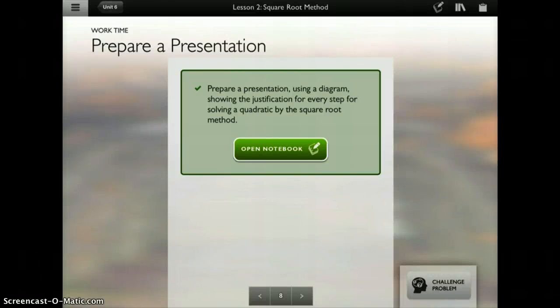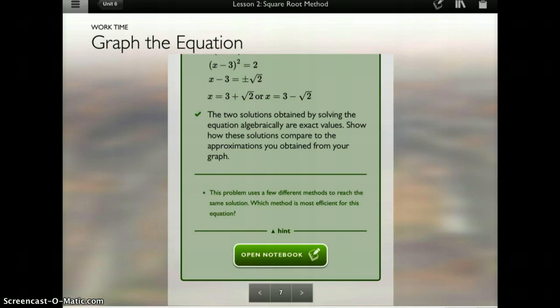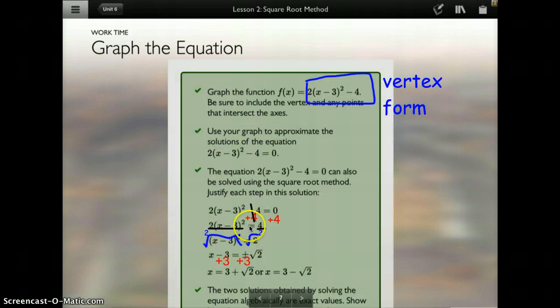Okay, so slide number 8 says prepare a presentation using a diagram showing justification for every step for solving quadratics by the square root method. You can use any question you'd like. You can use a question that we've already used before and explain each step.